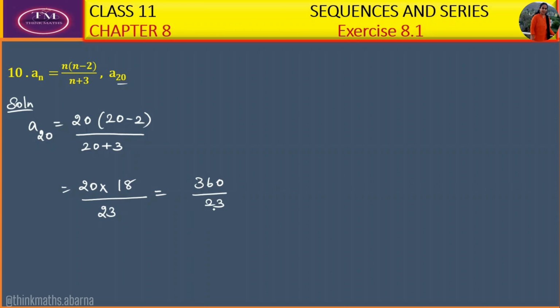23 is a prime number. So you don't have any common divisor. So the answer is 360 divided by 23. This is the 20th term. Clear? So next problem, 11th one.